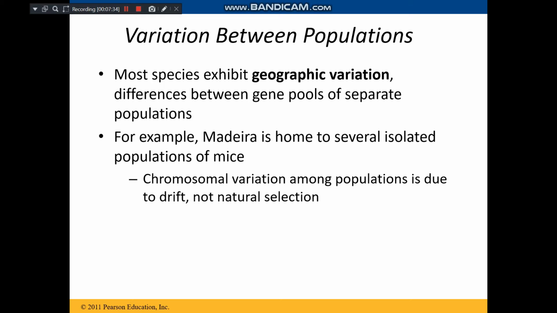One example is Madeira, which is the home of several isolated populations of mice. And if you study each population, one can see even the chromosomal variation among the populations. This chromosomal variation among the different populations of mice in that region is because of genetic drift, not natural selection. This variation is not brought by natural selection but as a result of genetic drift.